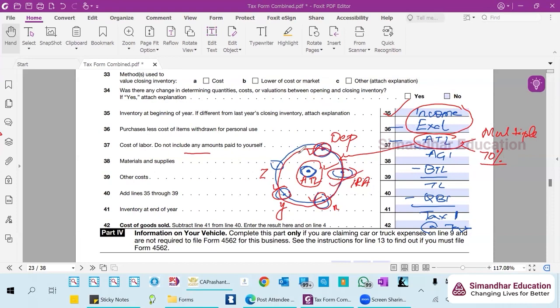The question asks you about depreciation. The question asks you about gain or loss. I want you to be able to answer those. Why am I telling you upfront?